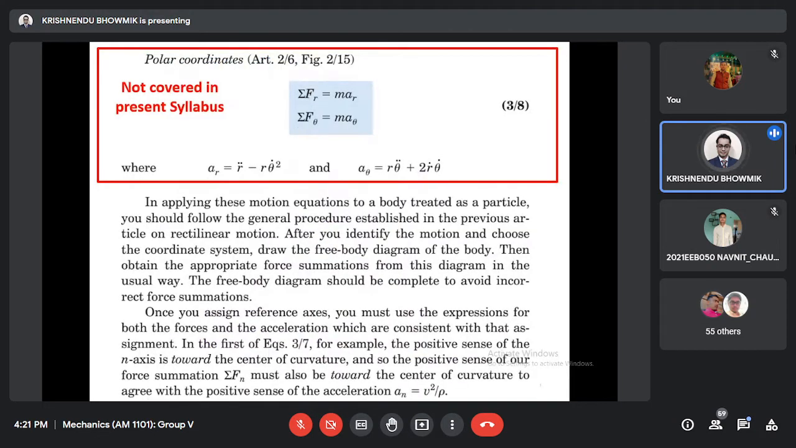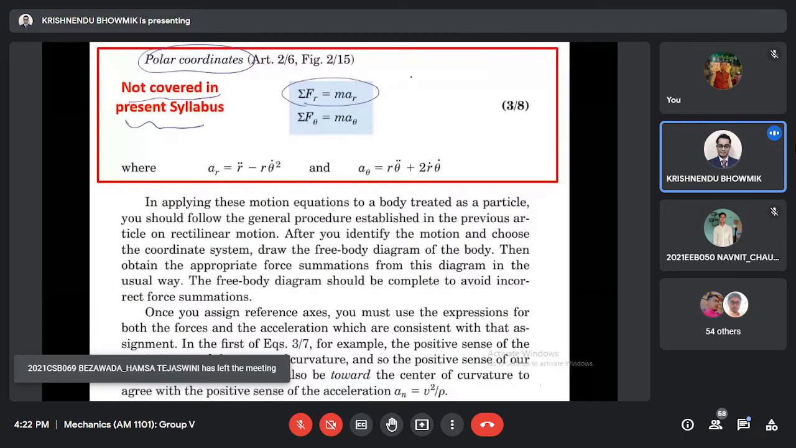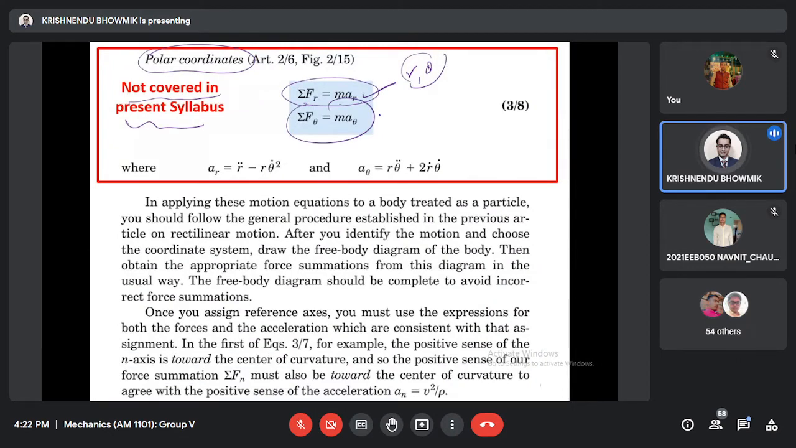Now, in the present syllabus, we are not covering one topic, that is polar coordinate. In polar coordinate, also Fr equal to mar, F theta equal to ma theta, where ar is r double dot minus r theta dot square, and a theta equal to r theta double dot plus 2 r dot theta dot. I am just giving this for your information. It is not in the syllabus. No question will be asked from this.